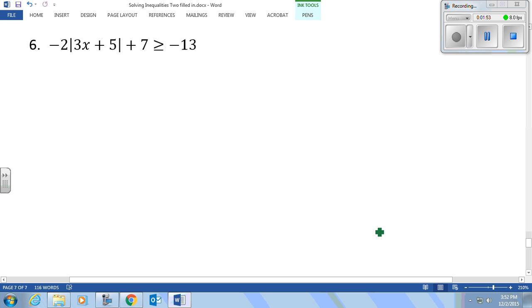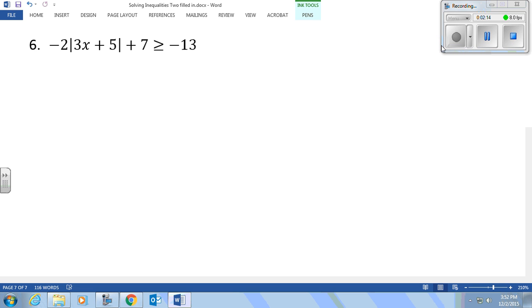One more example, because it involves an extra step. In this inequality, I have stuff with the absolute value on the left side. And the first step is to isolate the absolute value. So I'm just going to jot that down: isolate the absolute value first, okay?